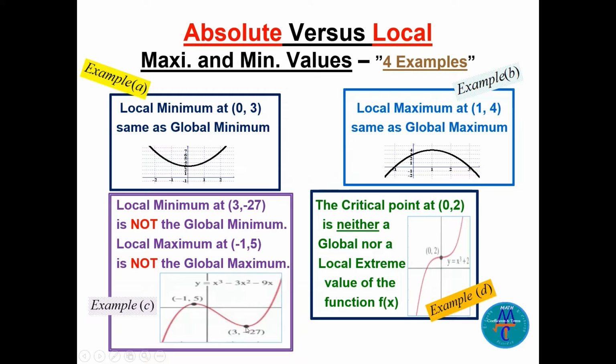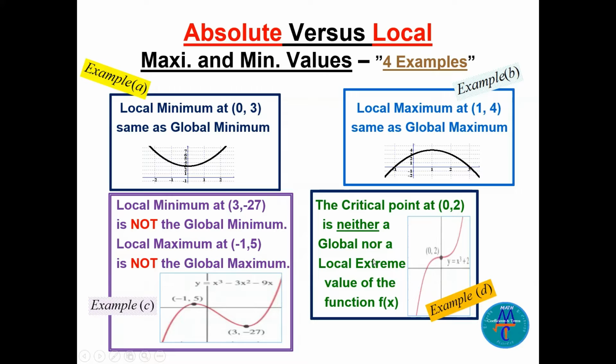See, this is a local minimum at 3, minus 27. It is not the global minimum because this graph will go down here to minus infinity. This is a local maximum at minus 1 and 5. Local means relative, but it is not the global maximum. So not always is the local minimum or local maximum the global or the absolute.